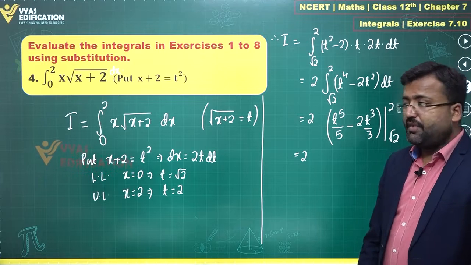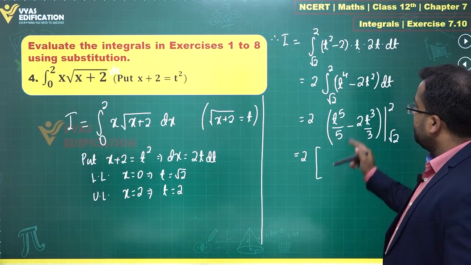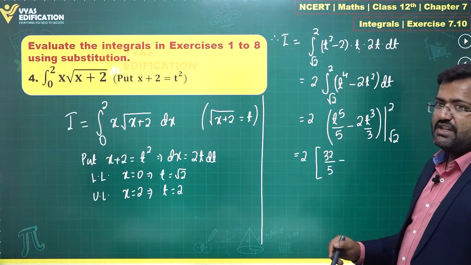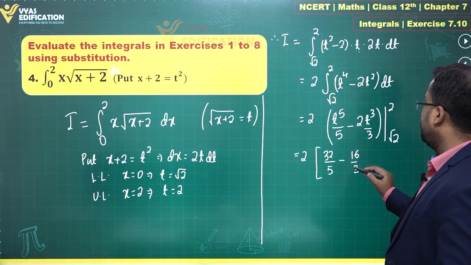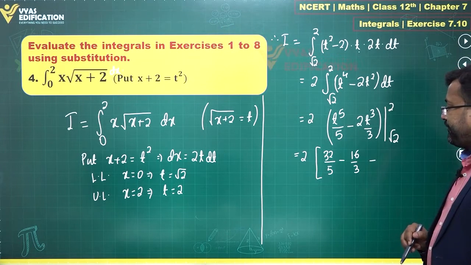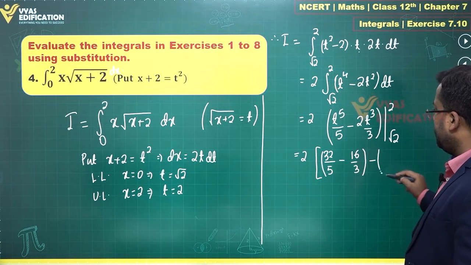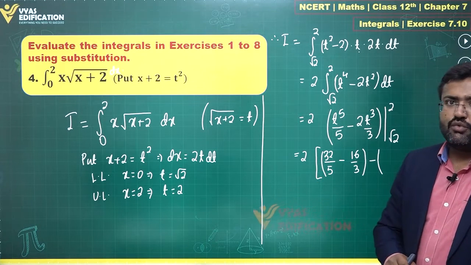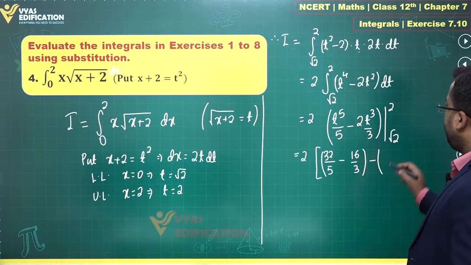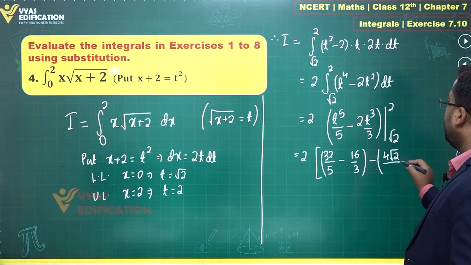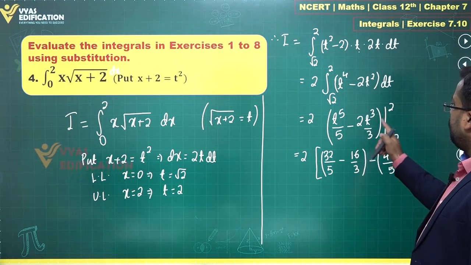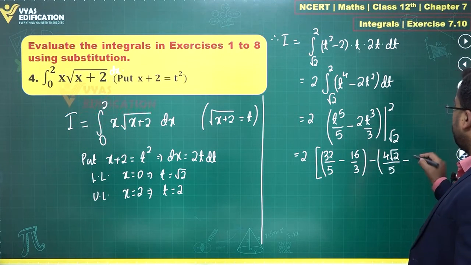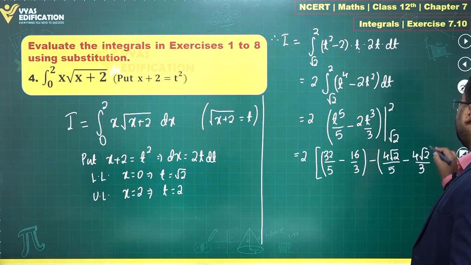Where does that take me? 2 remains as it is. We will substitute the limits. So this becomes 2 power 5, which is 32 upon 5 minus 2 into 2 power 3. 2 power 3 is 8 times 2 is 16 by 3. Okay, and subtract the other term. What's the other term? Substituting root 2. So root 2 power 5 is 2 power 5 by 2, which is 2 power 2 into 2 power 1 by 2. 4 root 2 is what I get upon 5 minus root 2 power 3. Root 2 power 3 will be 2 root 2 into 2 is 4 root 2 upon 3. This is what I'll be getting.